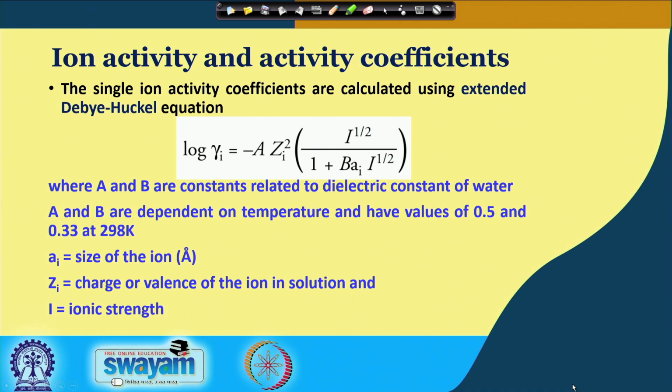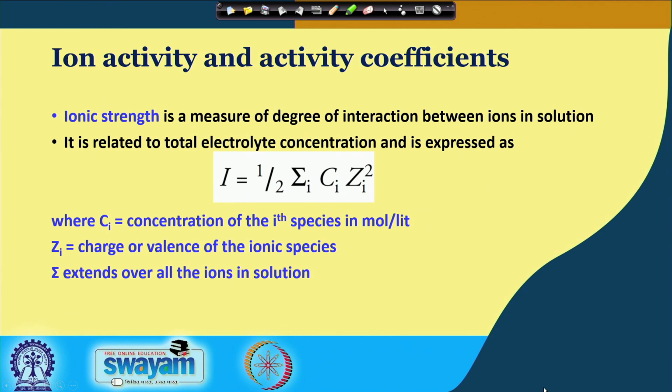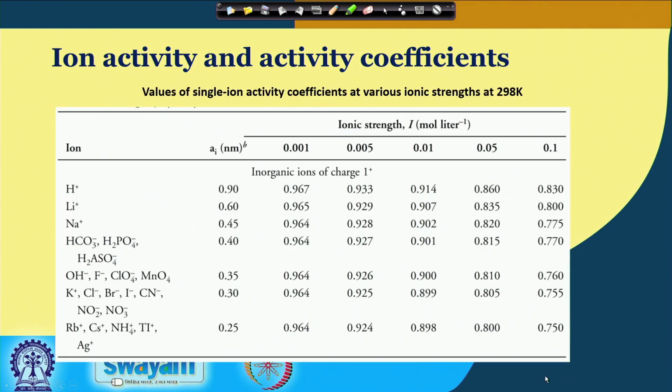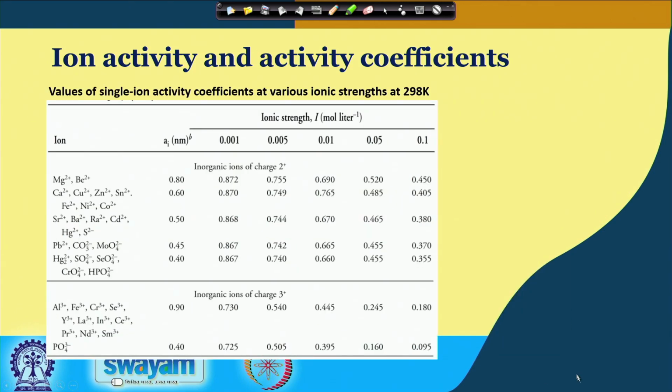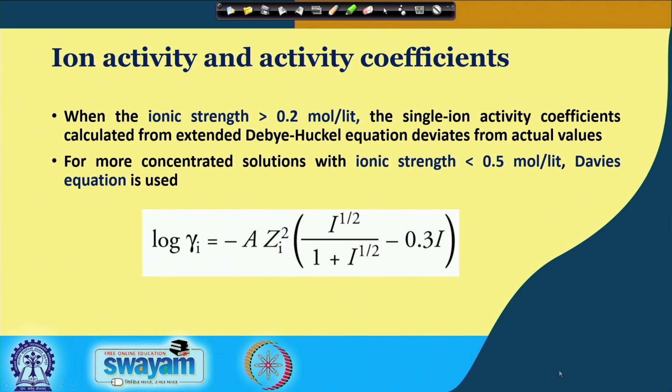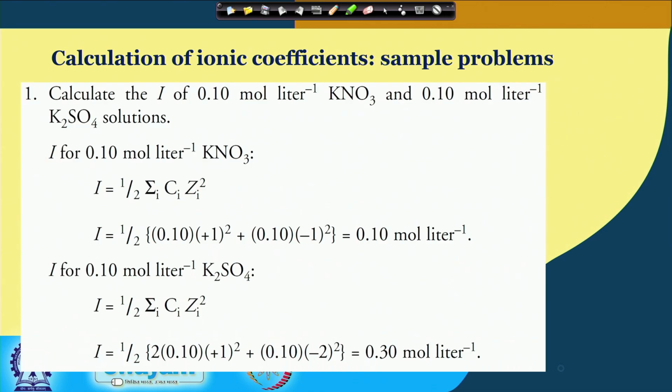Then we talked about the ion activity and the activity coefficients, how we can calculate the ionic activity, what the formula of the ionic activity is, and how we can calculate the ionic strength. We saw how the ionic strength of different monovalent, divalent and trivalent cations changes depending upon the concentration, and when the concentration is higher, how it follows the Davies equation. And then we showed you sample problems for the calculation of ionic strength I for different compounds like potassium nitrate as well as potassium sulphate.